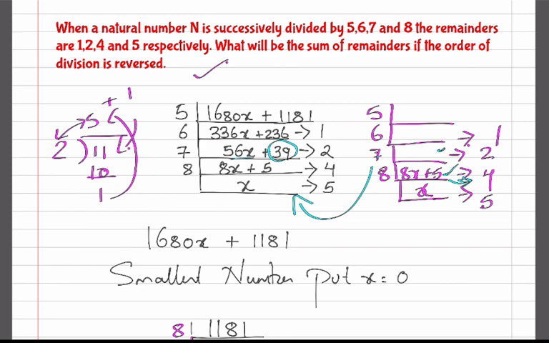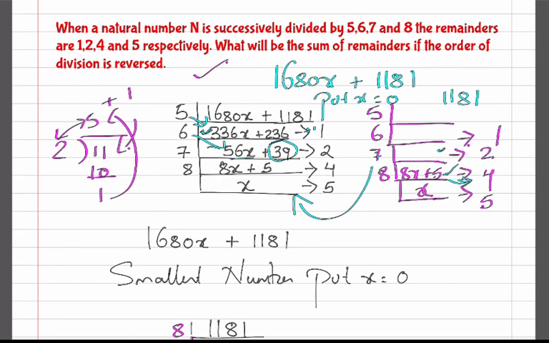Similarly, I will multiply this 6 with this and add 2 to it to get this. 6 into 56 will be 336 plus 6 into 39 plus 2, which will give me 236. Similarly, I will multiply this, add 1 to this to get this. So this is my number, 1680x plus 1181. Which is the smallest such number? Put x as 0, so the answer comes out to be 1181. This is my smallest such number.